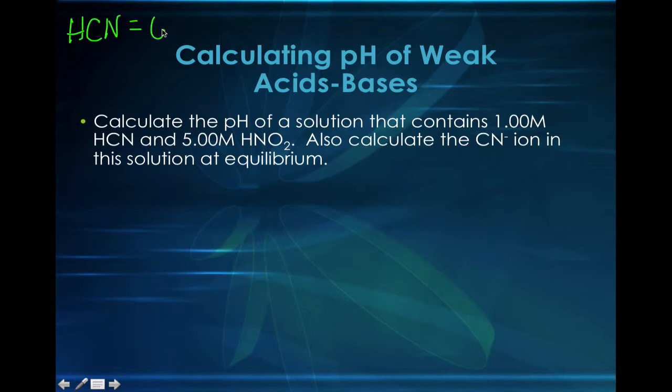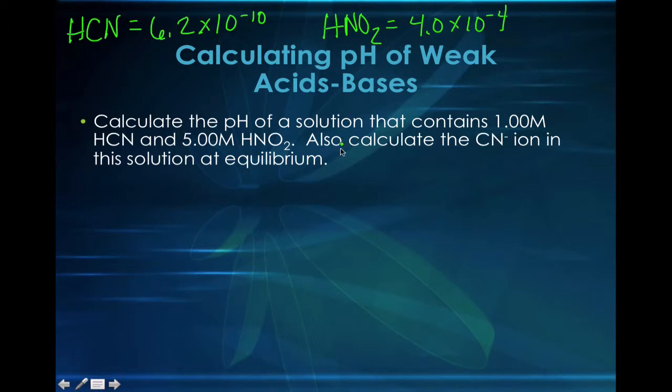Let's see, 6.2 times 10 to the negative 10th. And then if I look for nitrous acid, HNO2, it is 4 times 10 to the negative fourth. There is a huge difference between this one and this one. This is still weak, but this is very, very weak. So because there's a huge discrepancy, whatever H plus HCN produces is going to be minimal in amount compared to this.